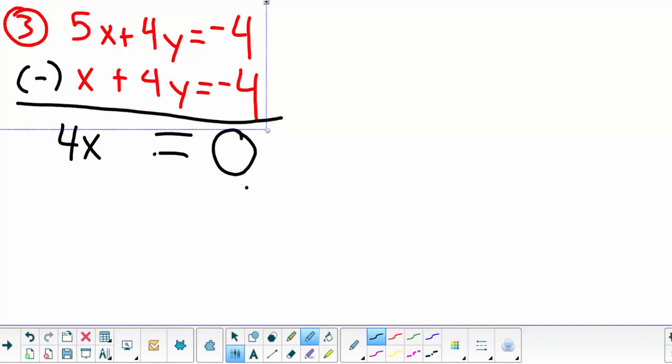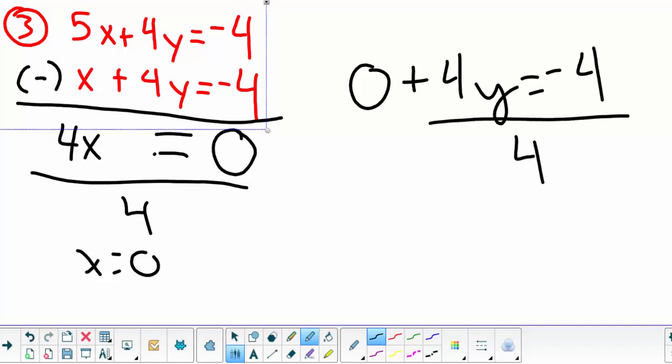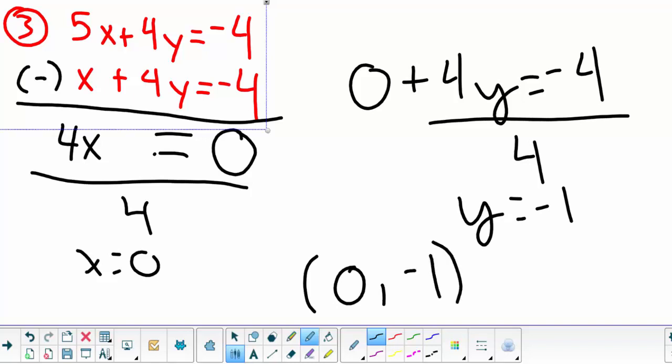So now we have to divide both sides by 4. So now we have x equals 0. Now we have to pick one of the equations and plug that value back in and solve for y. It doesn't really matter which one, so let's just do the second one. So 0 plus 4y equals negative 4. We're going to divide both sides by 4, and we get y equals negative 1. So we know these two lines intersect at (0, -1). That would be their solution.